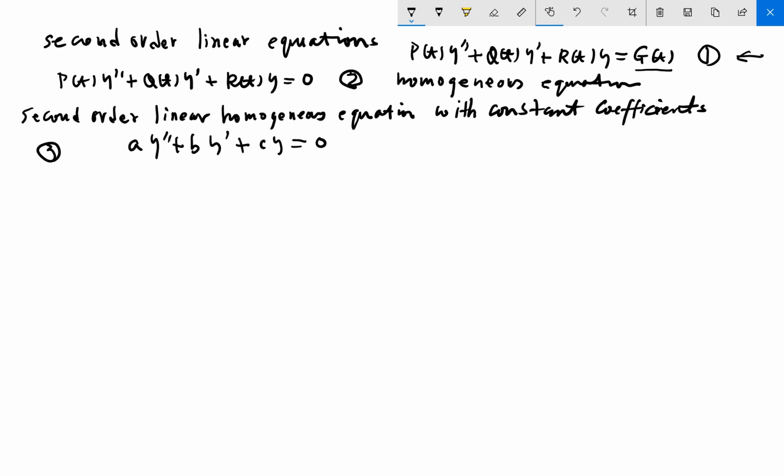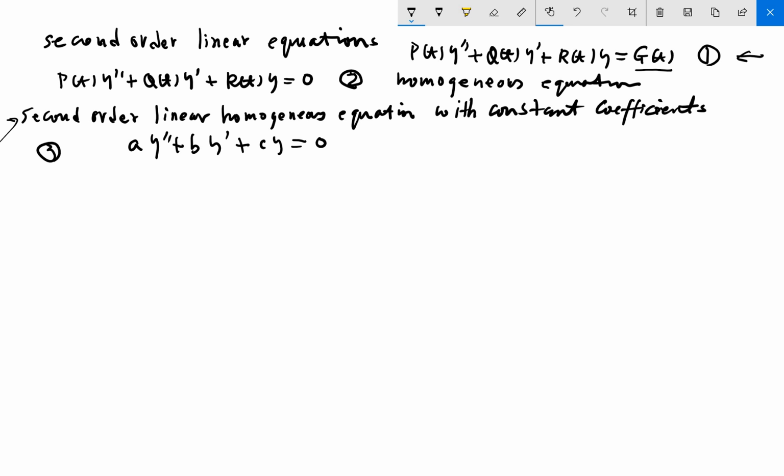We call equation 2 a second-order linear homogeneous differential equation. So in general, we still don't know how to solve equations 1 and 2. In this section, we concentrate on solving second-order linear homogeneous equations with constant coefficients.